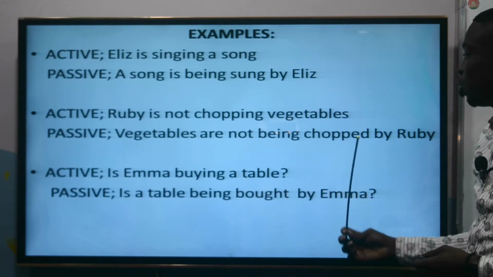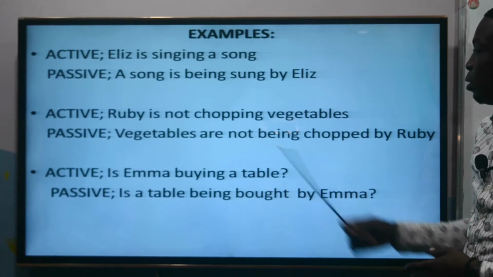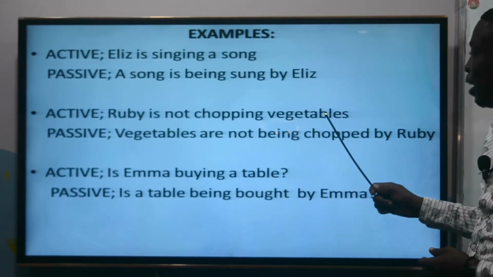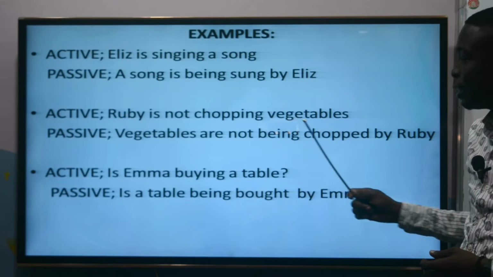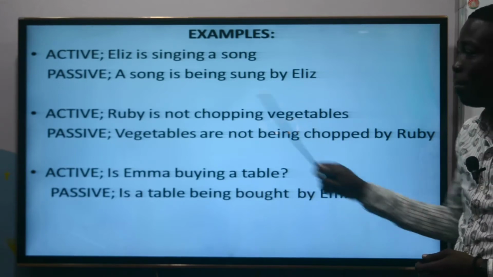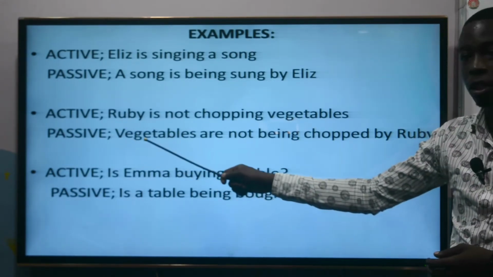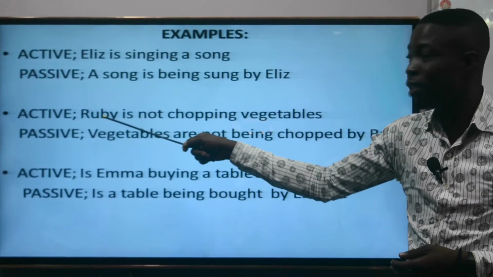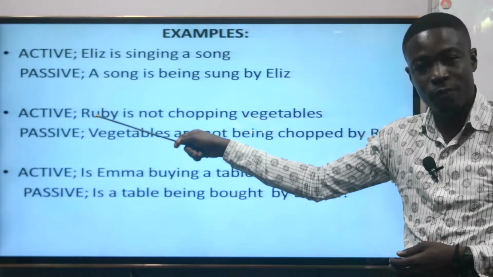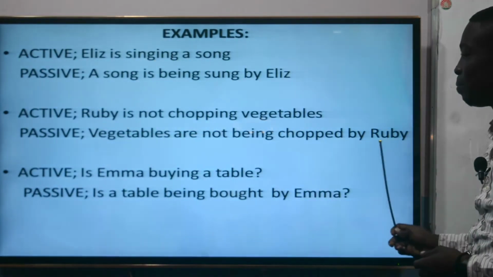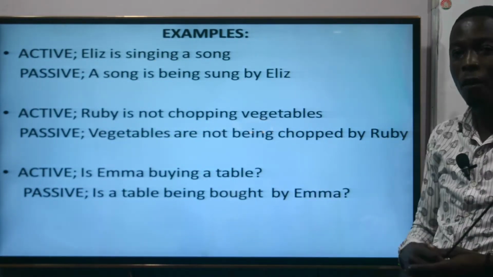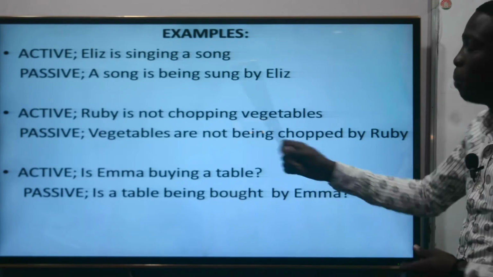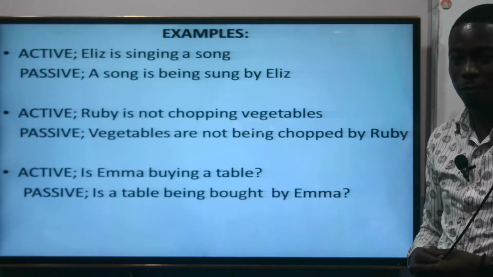Vegetables are not being chopped by Ruby. So vegetables, in the active voice, is the object, but in the passive voice it takes the position of the subject. And then Ruby, being the doer of the action, that is the subject in the active voice, is now taking the position of the object in the passive voice.